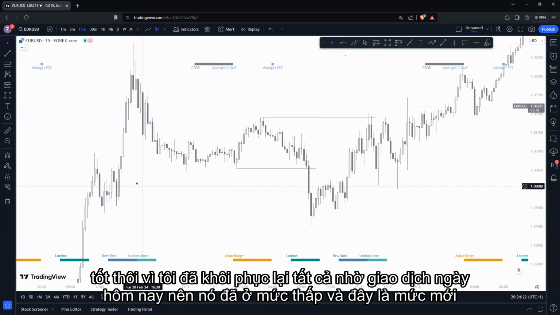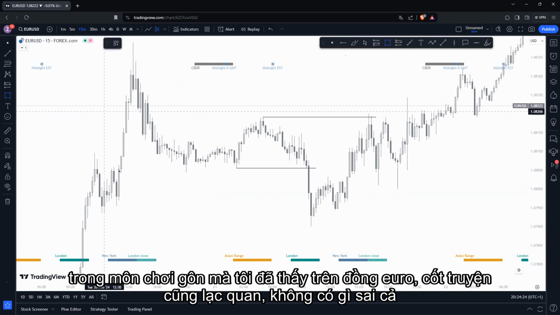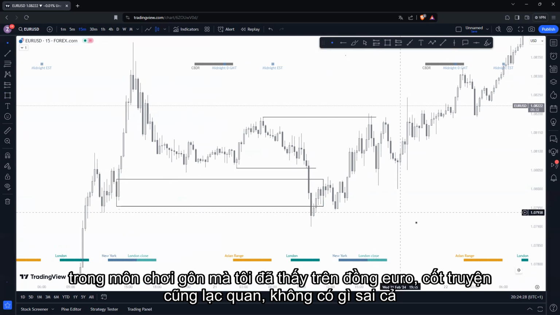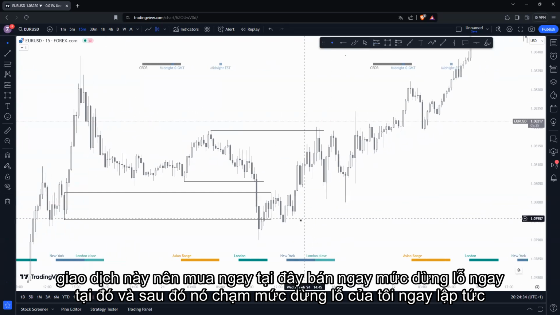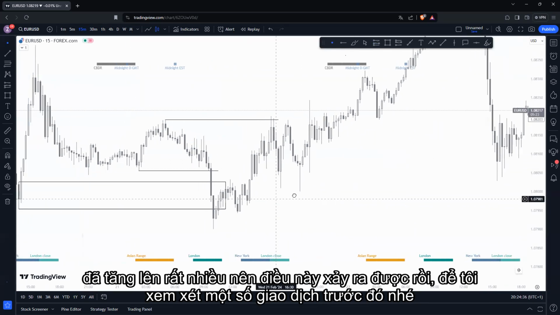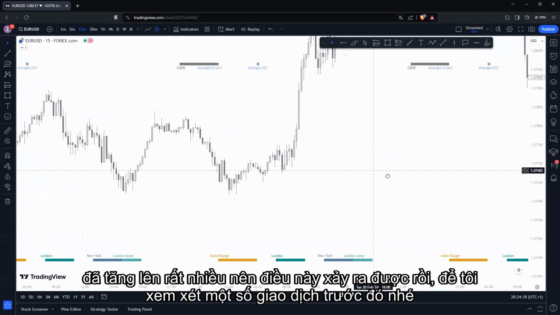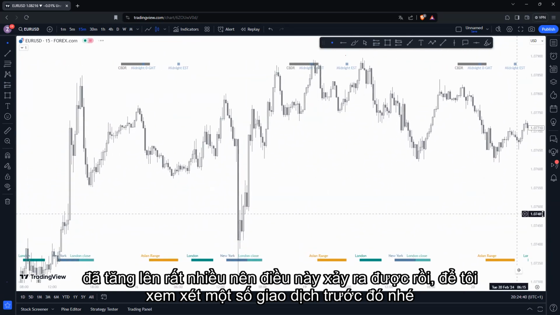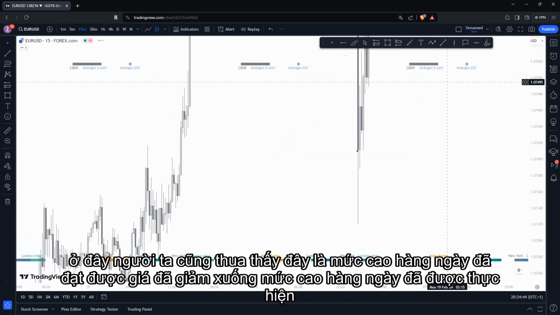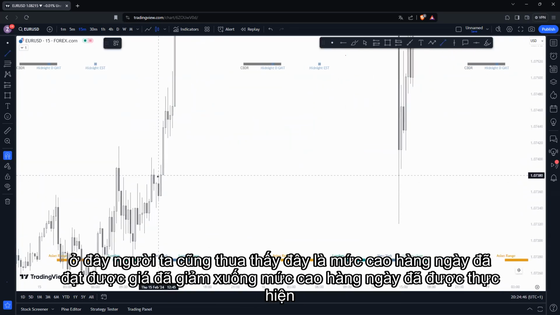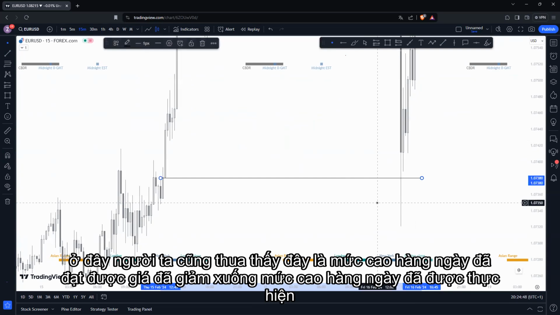So it took the low, and this is the fresh engulf that I've seen on euro dollar. Also, the storyline was bullish. There is nothing wrong with this trade. So buy right here, stop loss right there, and then it hit my stop loss, instantly went all the way up. So this happens, okay? Let me just take a look at some previous trades right here. That one also lost.